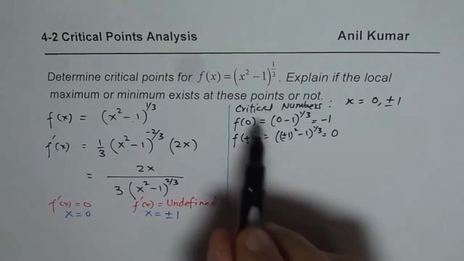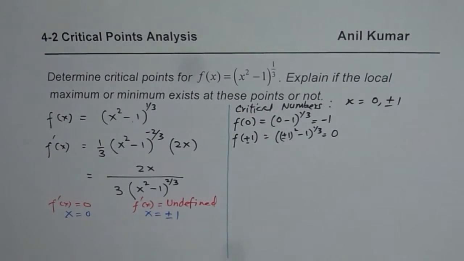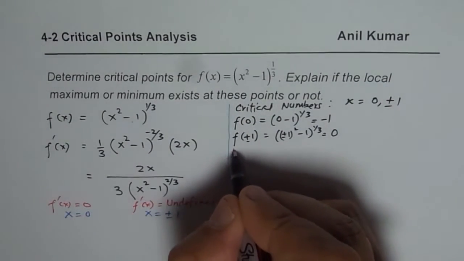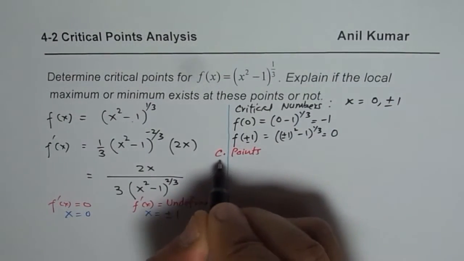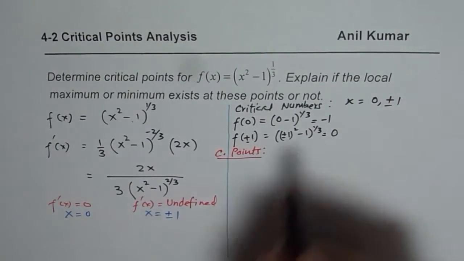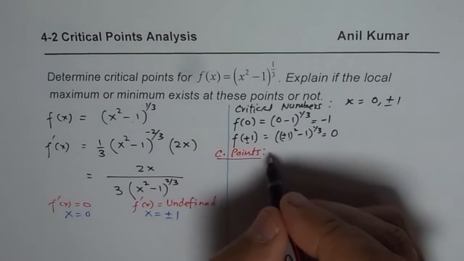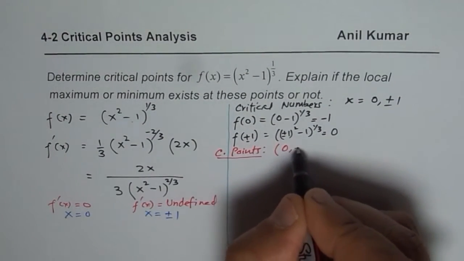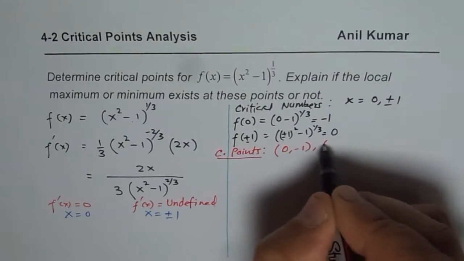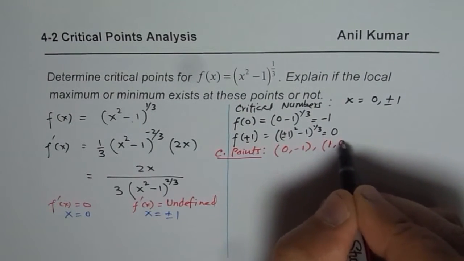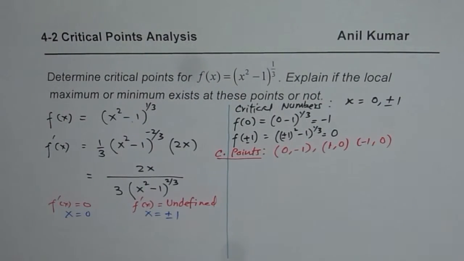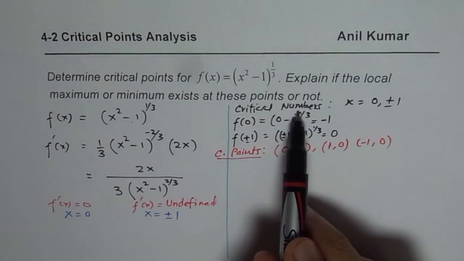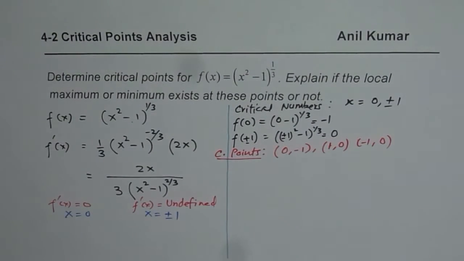So when we say critical points, in that case we want to write both x and y value. So the points are 0, minus 1, and then we have 1, 0, and we have minus 1, 0. So these are three different critical points. I hope from here it's very clear what is the difference between critical number and critical points.